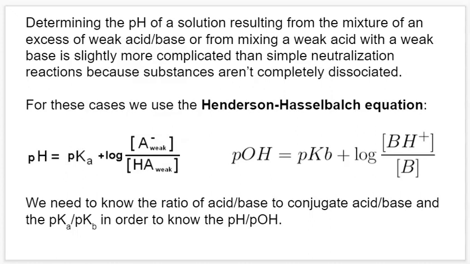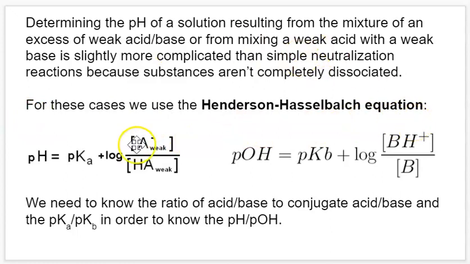You need to consider what has been dissociated, whether there are conjugates in solution that are going to interact with water. There's a lot more variables when the weak acid or weak base is in excess. But today we're going to talk about how to deal with that. There's a specific equation that is used to calculate the pH of a solution when a weak acid or weak base is being used, and it's called the Henderson-Hasselbalch equation.